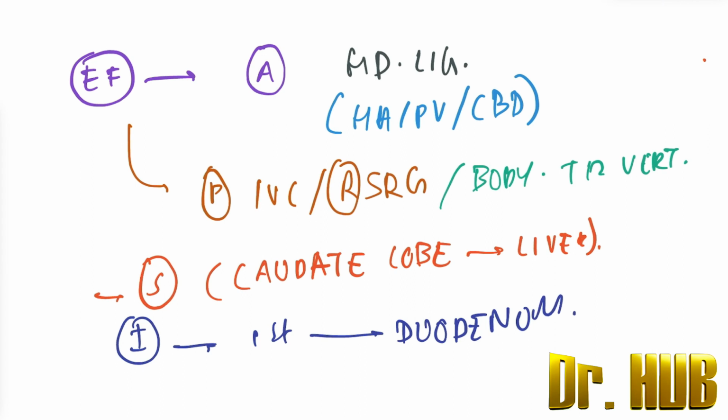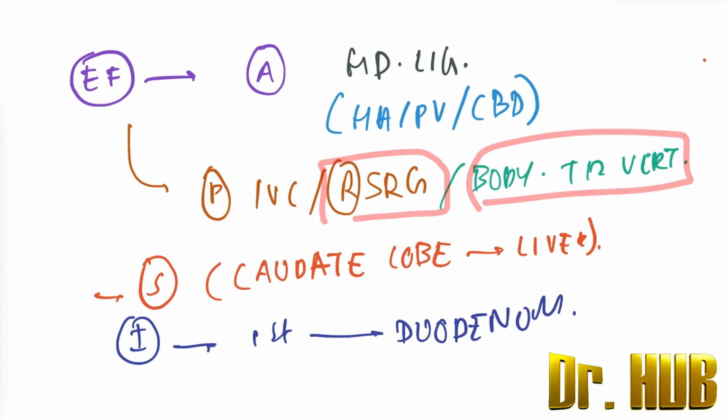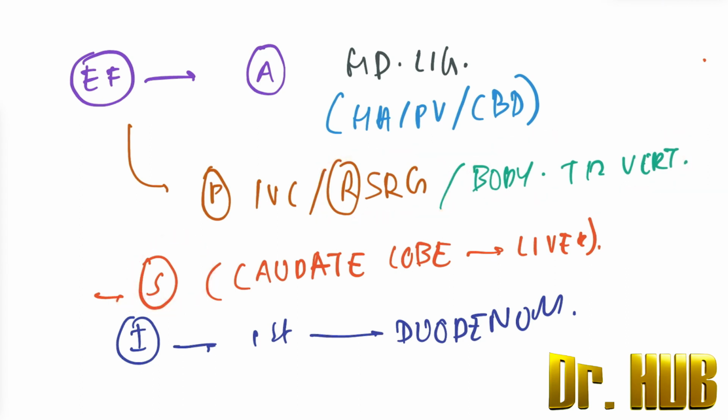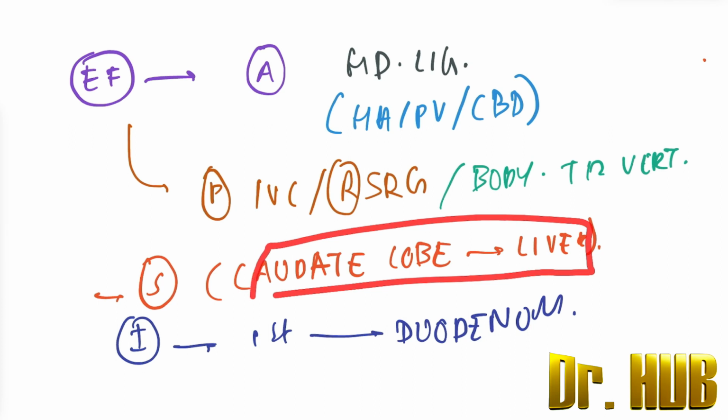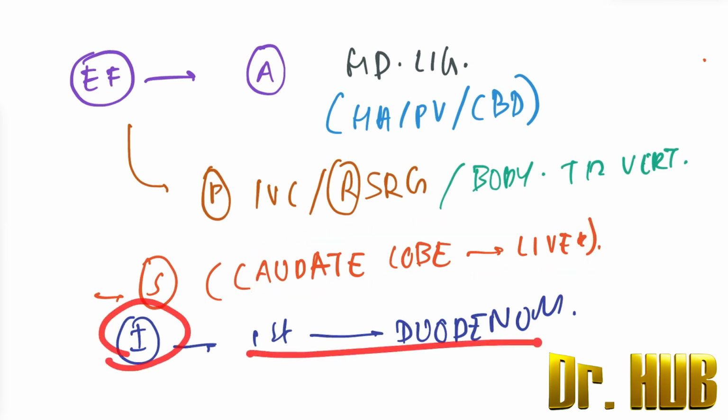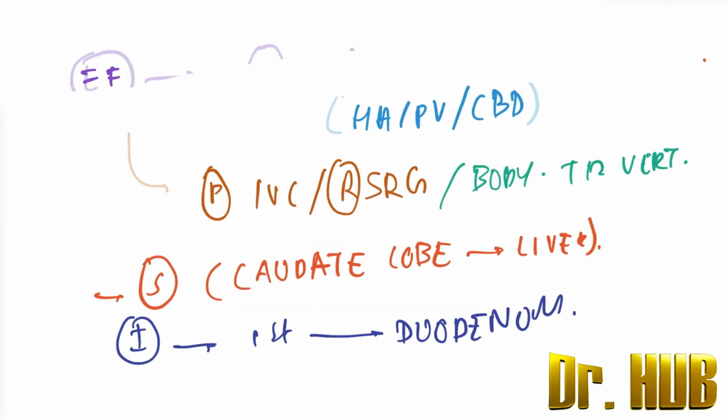So the epiploic foramen, anteriorly the hepatoduodenal ligament, which includes the hepatic artery, portal vein, as well as the common bile duct. Next, posteriorly, there is IVC and the right suprarenal gland, as well as the body of the T12 vertebrae. And superiorly, there is caudate lobe of the liver, and inferiorly, there is the first part of the duodenum.